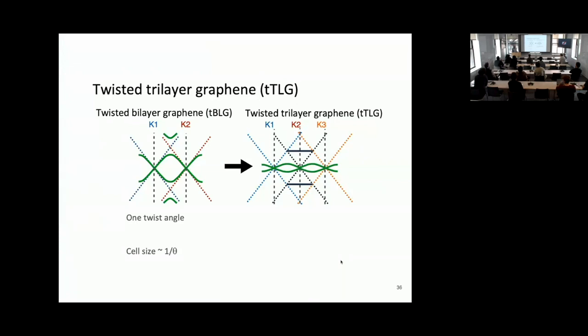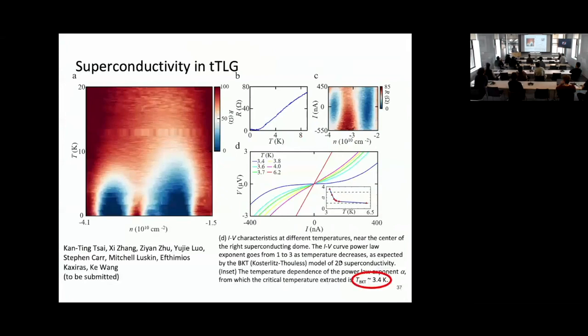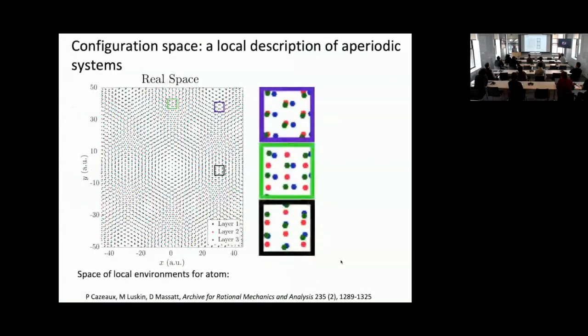The cell size goes as 1/θ². Theta is the twist angle. And of course, you have 2 independent twist angles. The reason for looking at those is because experimentally they have been realized. So here's a picture for tri-layer graphene with superconducting domes. Interestingly enough, the superconducting temperature is 3.4 Kelvin, quite a bit higher. And we have been working hard on this.